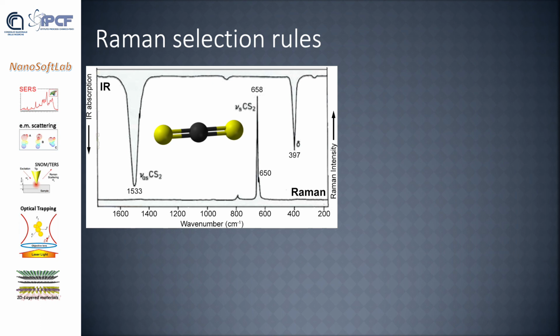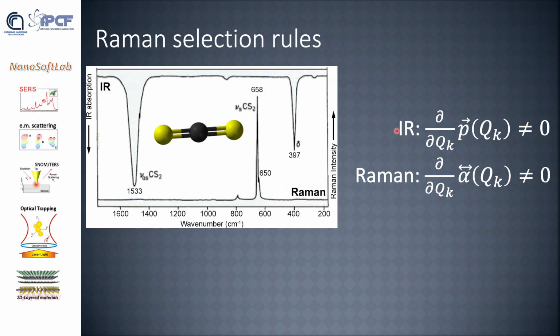To better see this, let us focus on the CS2 molecule. CS2, like CO2, is a triatomic linear molecule that features 4 vibrations. One is the asymmetric stretching, one is the symmetric stretching, and 2 other degenerate modes are the bending, the delta bending, at lower energy.